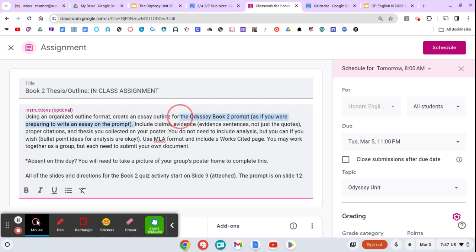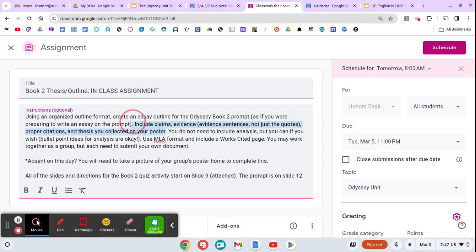you're just going to include your claims, your evidence, and I want evidence sentences, not just the quotes, but weave it into your own sentence or embed it into your own sentence. Or even better, if you have 2 quotes that you really like and you want to include 2 quotes, you can marry them or sandwich them. Include proper citations and include the thesis as well.